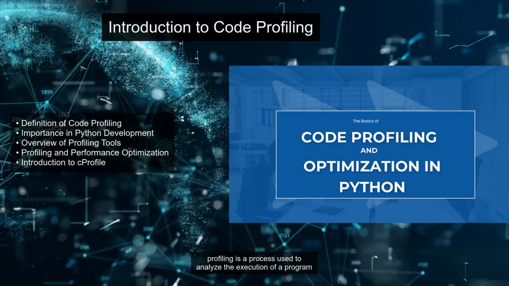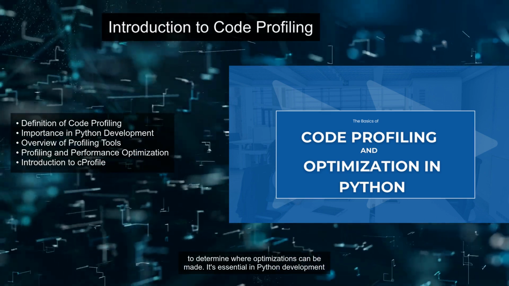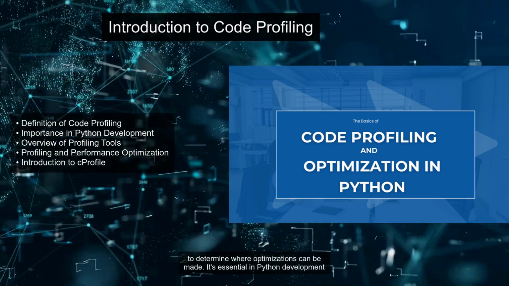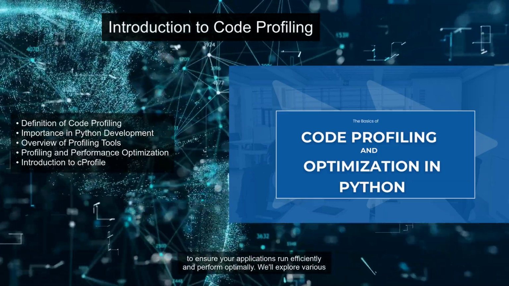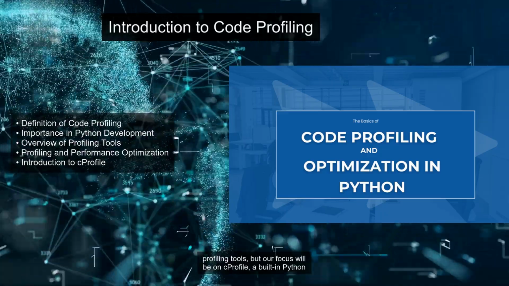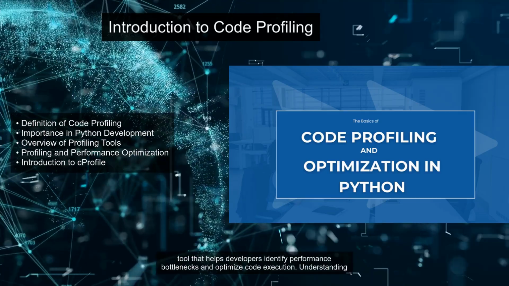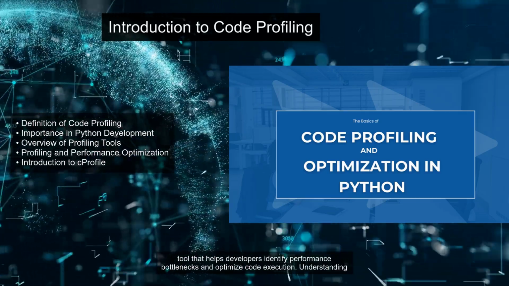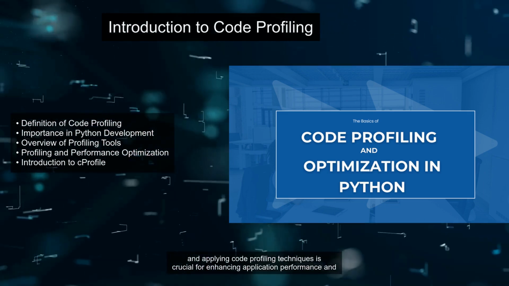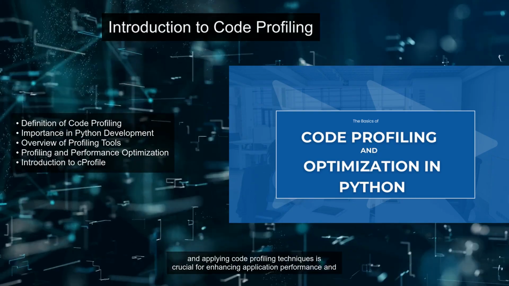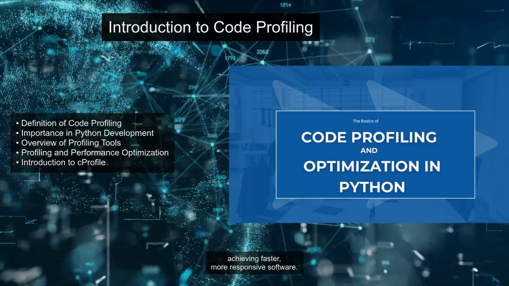Code profiling is a process used to analyze the execution of a program to determine where optimizations can be made. It's essential in Python development to ensure your applications run efficiently and perform optimally. We'll explore various profiling tools, but our focus will be on cProfile, a built-in Python tool that helps developers identify performance bottlenecks and optimize code execution. Understanding and applying code profiling techniques is crucial for enhancing application performance and achieving faster, more responsive software.